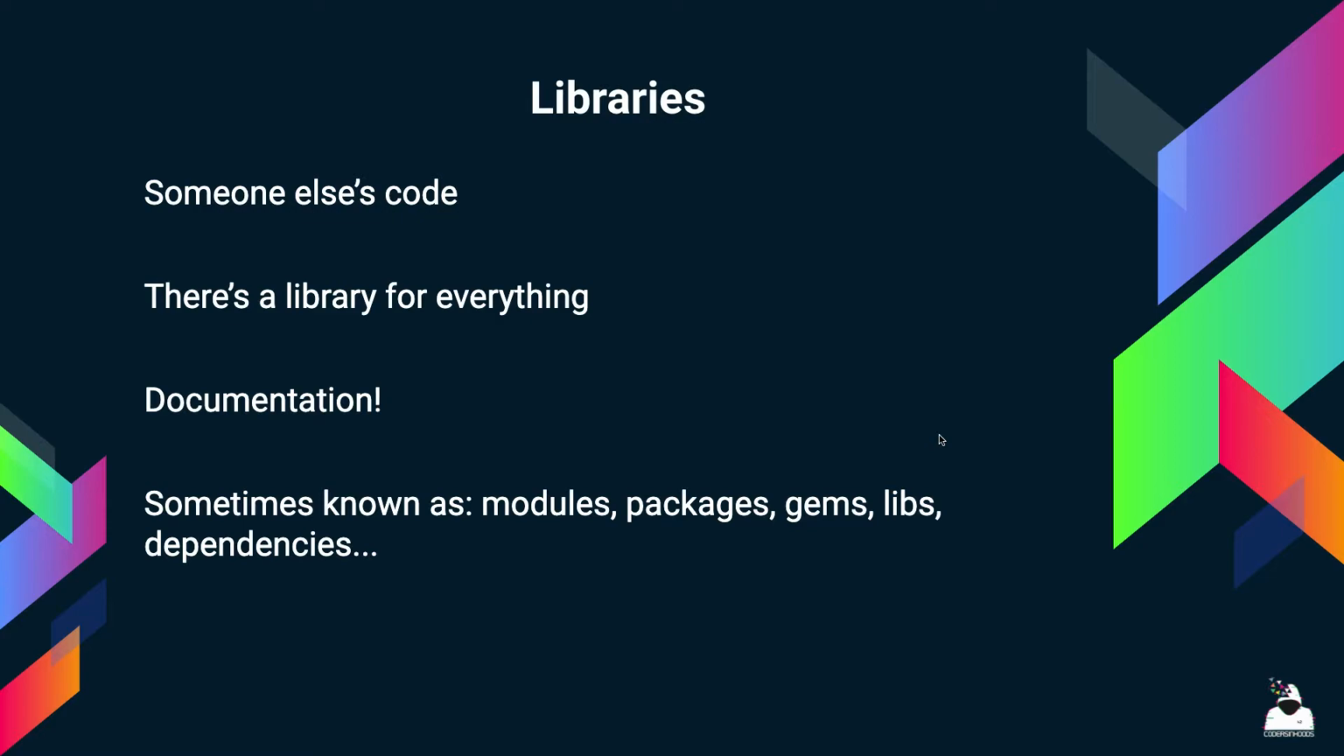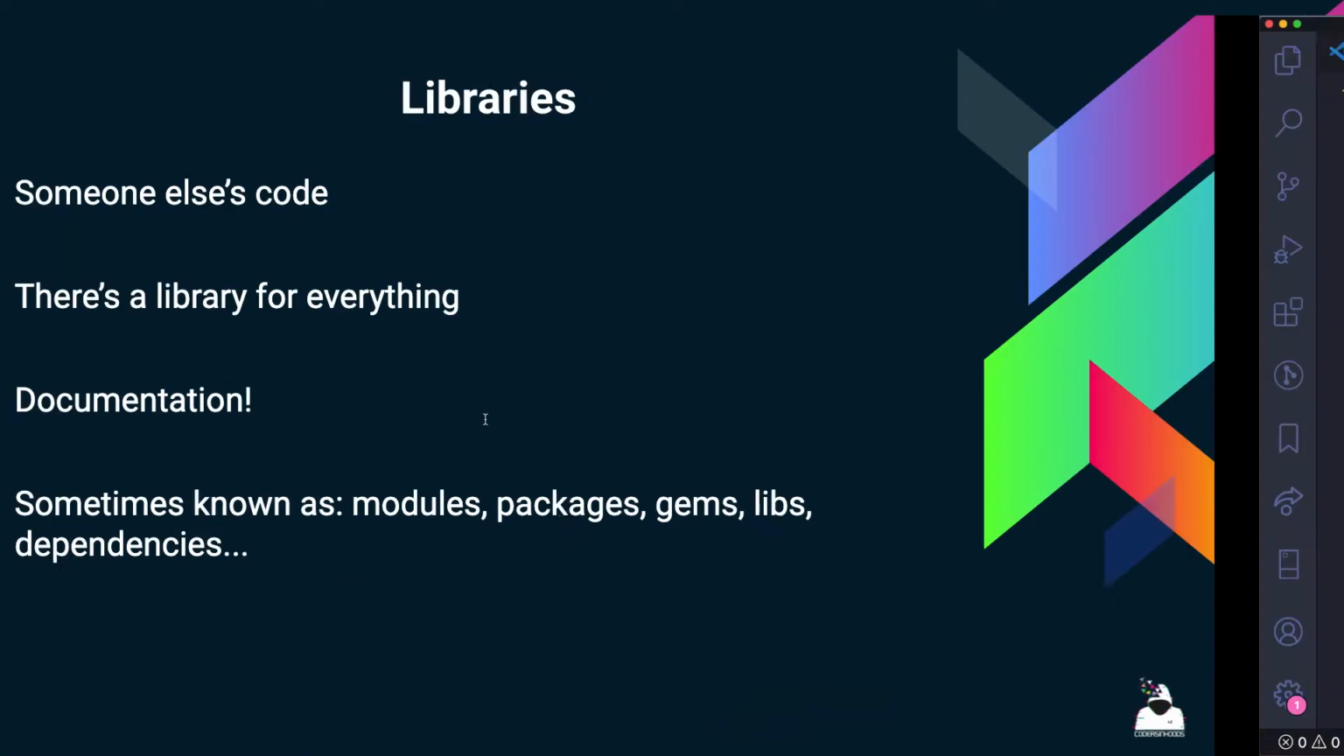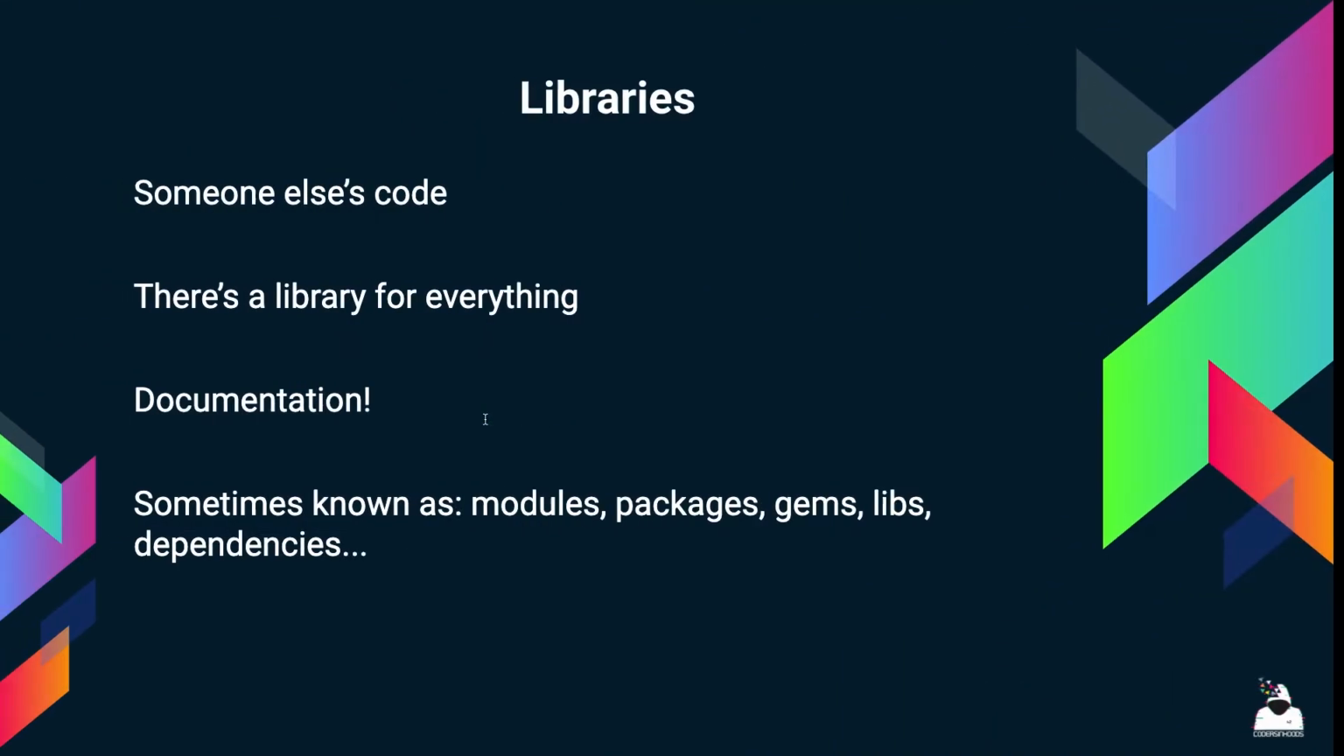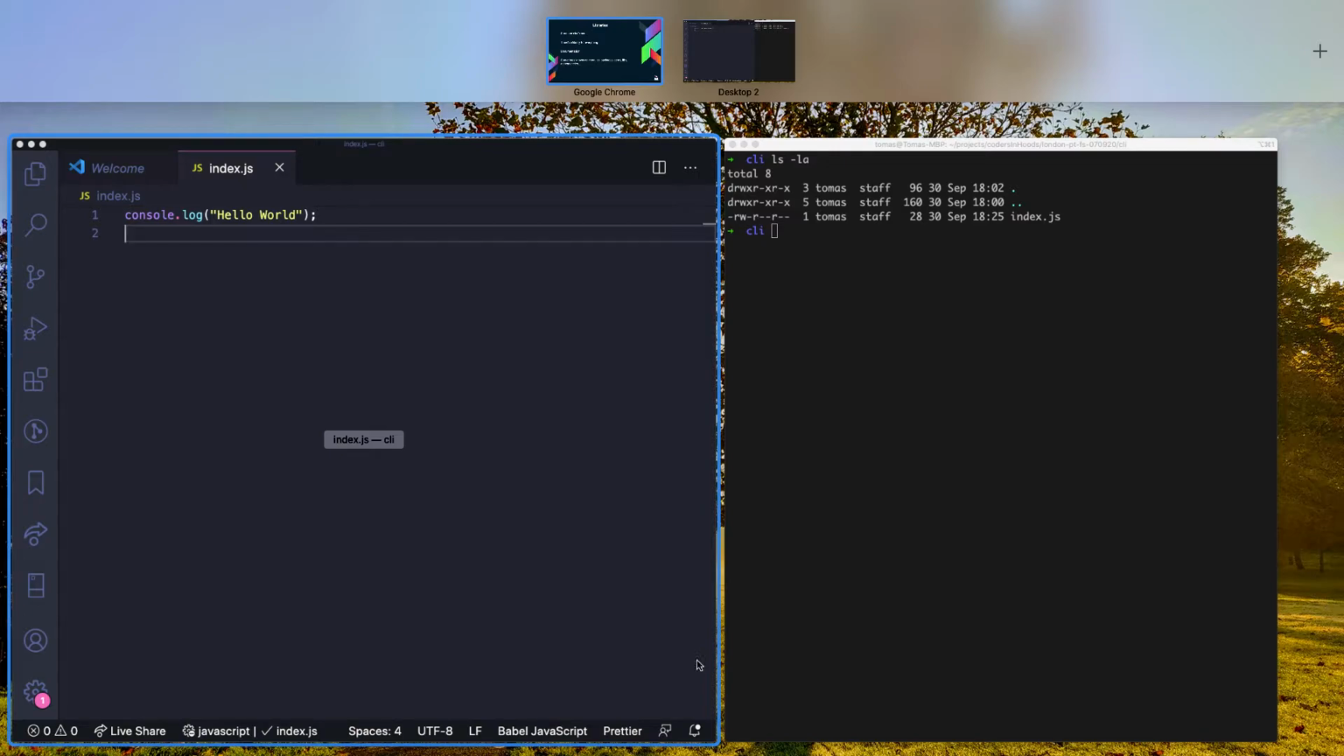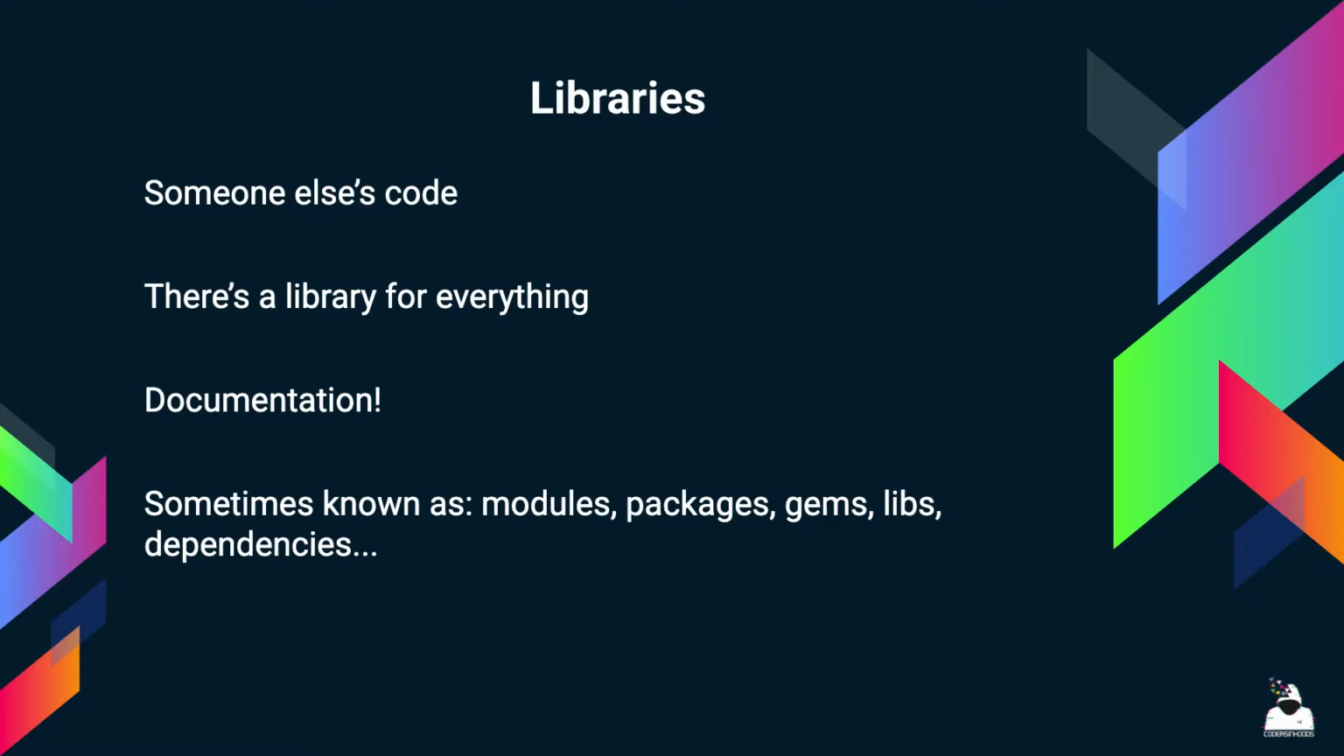Right, libraries. As I said, someone else's code. There is a library for everything. Literally, if you think about writing a piece of code, there are definitely already 20 libraries at least written for it. Documentation. One great thing about libraries, most of them at least, is that they have some kind of documentation. So, for example, if I look at the one that I had in here, and it's not here anymore. Let me just bring it up again.